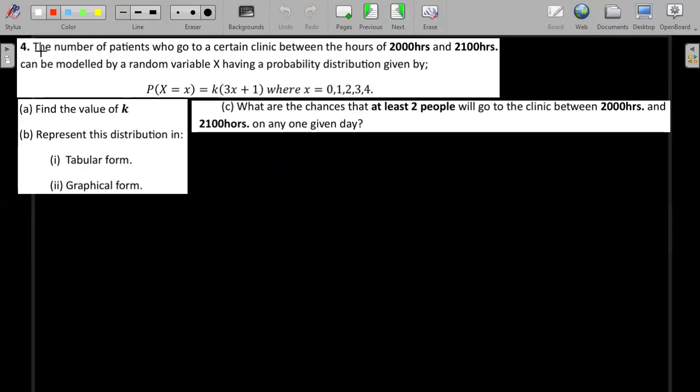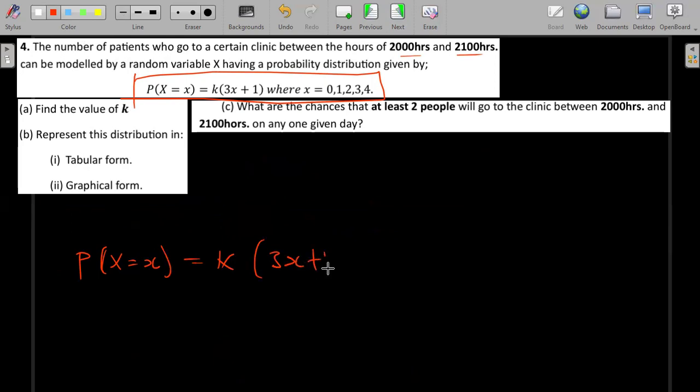All right, so question 4. They say the number of patients who go to a certain clinic between the hours of 20 hours and 21 hours can be modeled by random variable X having the probability distribution given by this. Let's say P(X = x) is equal to k(3x + 1). So the first question is, find the value of k. So how are we going to find the value of k?